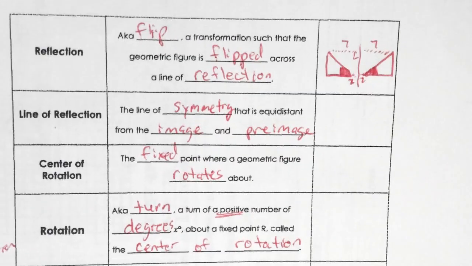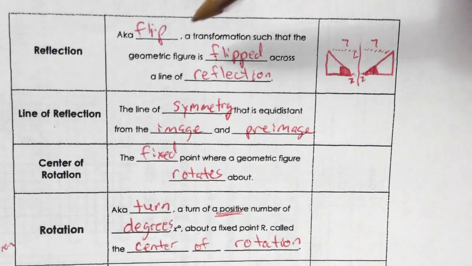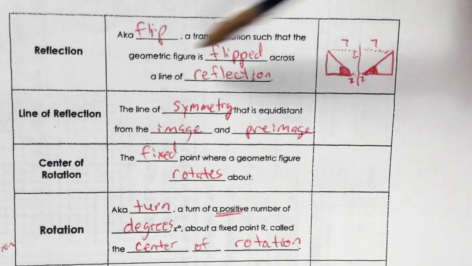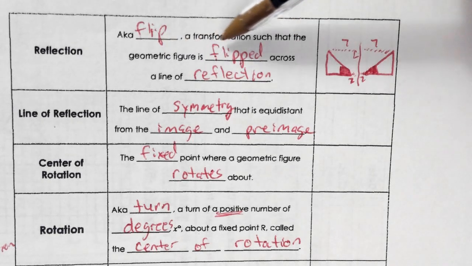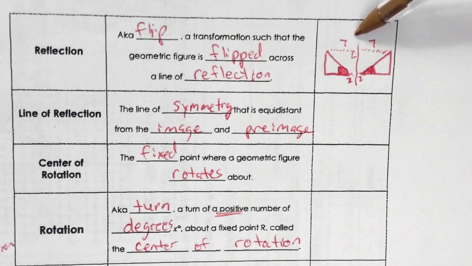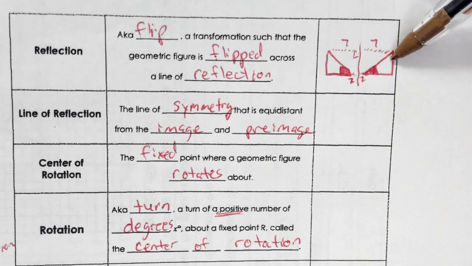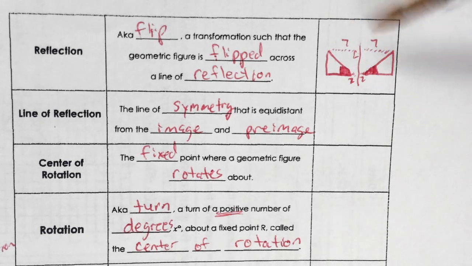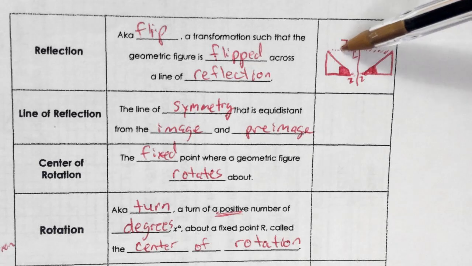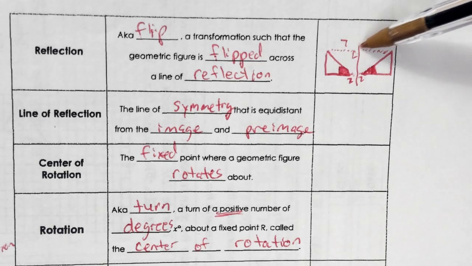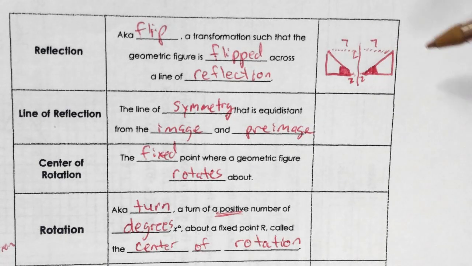All right, reflection. Reflection, aka a flip, a transformation such that the geometric figure is flipped across the line of reflection. So if I had this line of reflection, I just flip it over. It kind of looks angry, but that's okay. All right, so notice that the distance from this point to the line of reflection, so let's say it's 7 hops, would also be 7 hops, and there's the new figure.